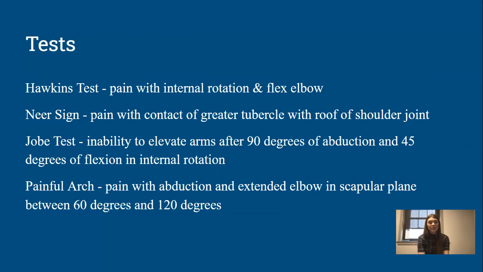Thirdly, there is the Jobe test, where the individual will raise their arms in a frame of 90 degrees of abduction with 45 degrees of flexion while internally rotating. The individual will try to elevate his or her arms further against resistance. Lastly, there is the painful arch test. This test will highlight any pain during abduction with an extended elbow in a scapular plane between 60 degrees and 120 degrees.